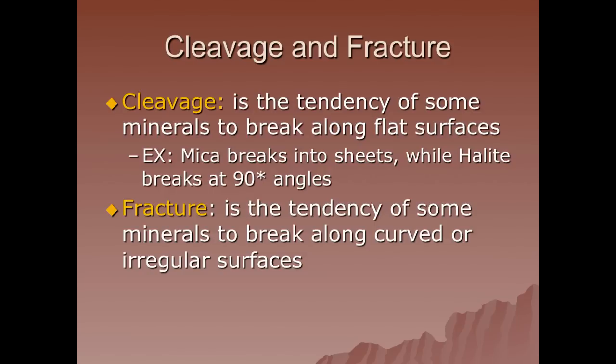So if they do not have cleavage, then they tend to have fracture. So fracture is where it's irregular or curved. Cleavage is when it is at flat angles. So far, the properties we have are color, luster, streak, and cleavage and fracture will go into one. So those are the four properties we have been talking about so far.